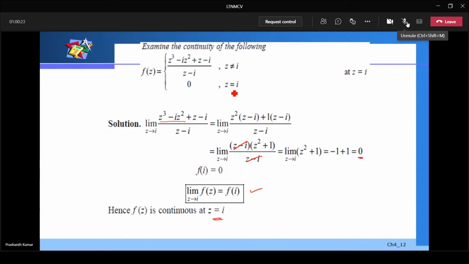f of i, z is equal to i. What is the value of f of z? Okay sir, it is 0. Yes, sir.